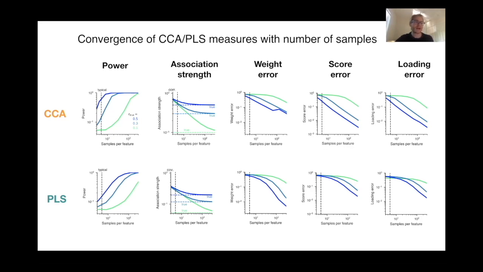To unpack that a bit, let's first look at statistical power. Here we see that sample sizes that are sufficient to achieve high power are not necessarily sufficient to also achieve low errors for the other metrics. Second, let's look at the association strength. And here we see that for small sample sizes, the association strength was consistently overestimated. And interestingly, the estimated values were also pretty much indifferent to the true underlying value of the association strength. Third, let's look at the weight error. And similar to the score and loading error, the weight error decreased strongly with sample size.